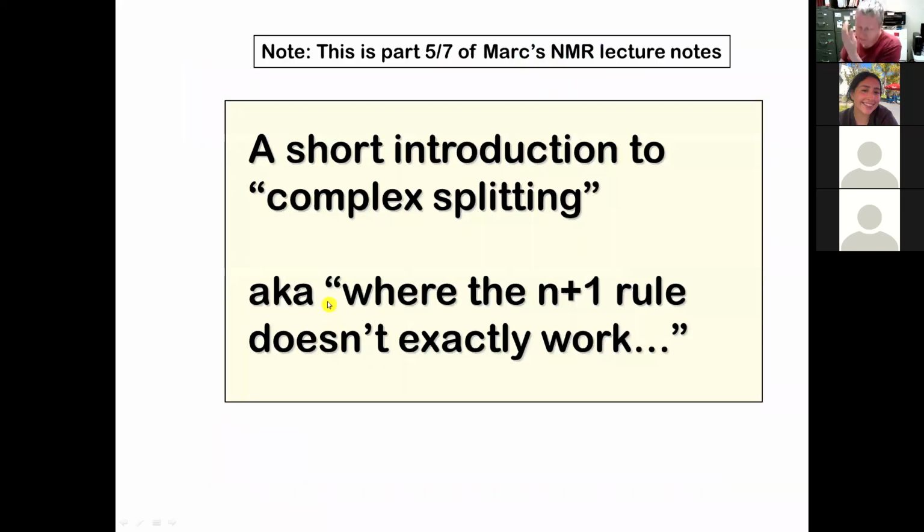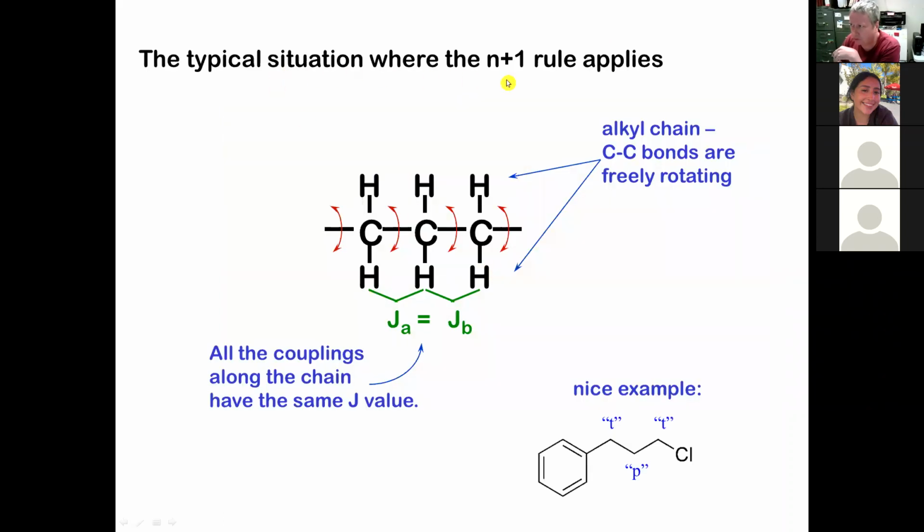And I'll go through this again. Complex splitting, where the n+1 rule does not exactly work. This is a kind of fun little, short lecture too, but I'm just going to introduce it. So when does the n+1 rule work? When we have CH2s next to CH2s and all the J values are basically the same, the n+1 rule works great. So here we got a triplet, a pentet. This is a good example of where the n+1 rule works. Everything works beautifully. Count the neighbors plus 1.